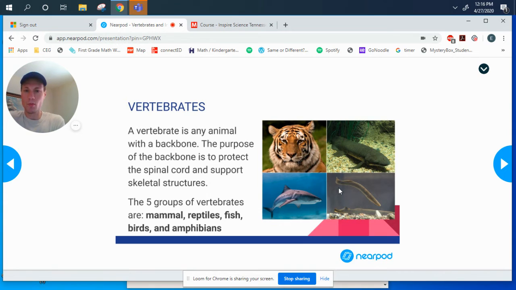Remember, we already talked about when we talked about the nervous system, that backbone protects your spinal cord, which is what controls your reflexes and sends information to your brain. Very important. If you remember from the video, the 5 groups of vertebrates are mammals, like humans and dogs and tigers, reptiles, like alligators, fish, like a sailfish, birds, like a robin, and amphibians, like a frog. So most of the animals that you think of when we think of animals are vertebrates. But remember, they only make up about 5% of all the animals in the world, which is super interesting.